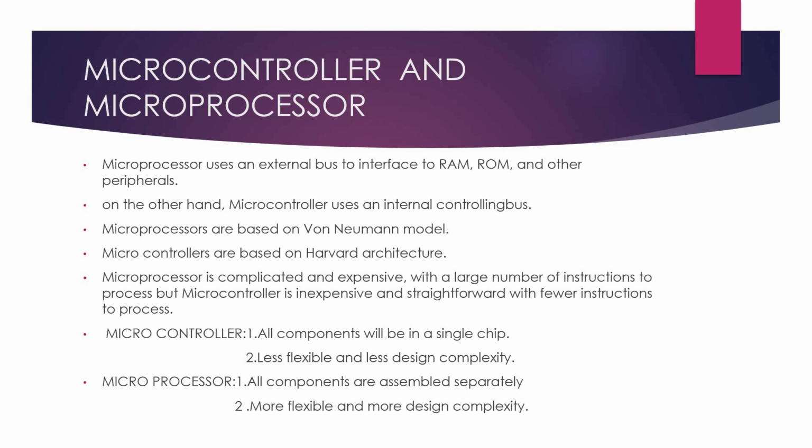In a microcontroller, all the components are in a single chip, so it is less flexible and has less design complexity. In a microprocessor, all the components are assembled separately, so it is more flexible with more design complexity. It is quite complicated and expensive with a large number of instructions for the processor. But the microcontroller is inexpensive and straightforward, with everything integrated into a single chip.